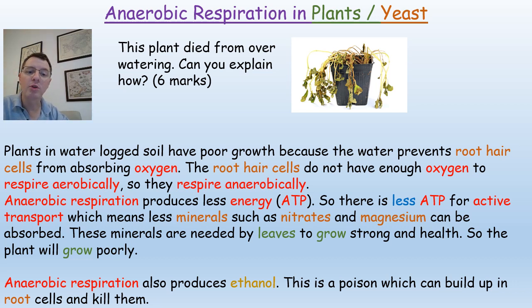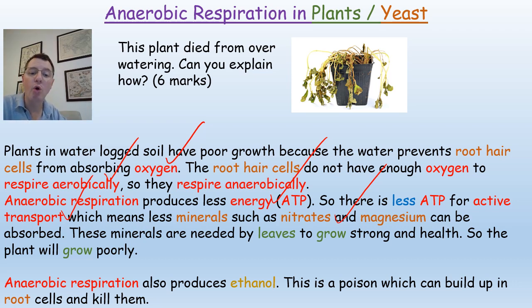Well, a plant in waterlogged soil will have poor growth because water prevents root hair cells from absorbing the oxygen. The root hair cells do not have enough oxygen to respire aerobically, so they must respire anaerobically. Anaerobic respiration produces less ATP, so there's less ATP for active transport, which means less minerals and nitrates are absorbed. These minerals are needed by leaves to grow healthy and strong, so the plant will grow poorly.